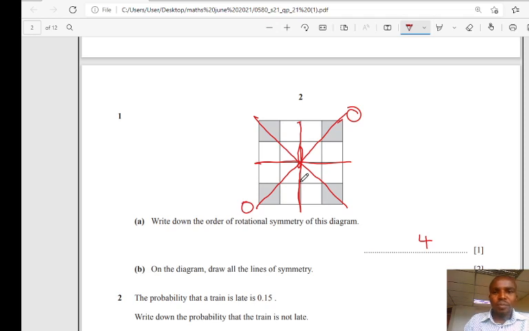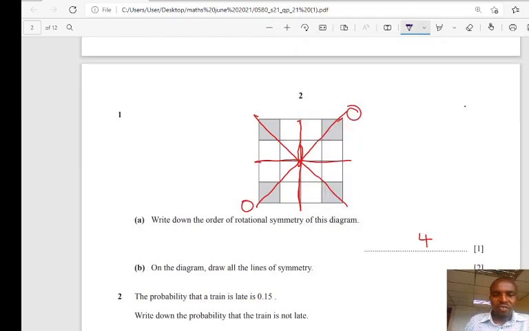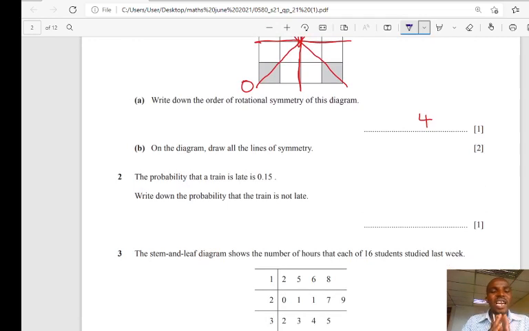Then question number 2, the probability that the train is late is 0.15. Write down the probability that the train is not late. So probability always adds up to 1. It's either the train is late or not late. Those are the 2 things. So the sum of the probabilities of being late and not being late is equal to 1. So you can just say 1 minus 0.15, 0.85.